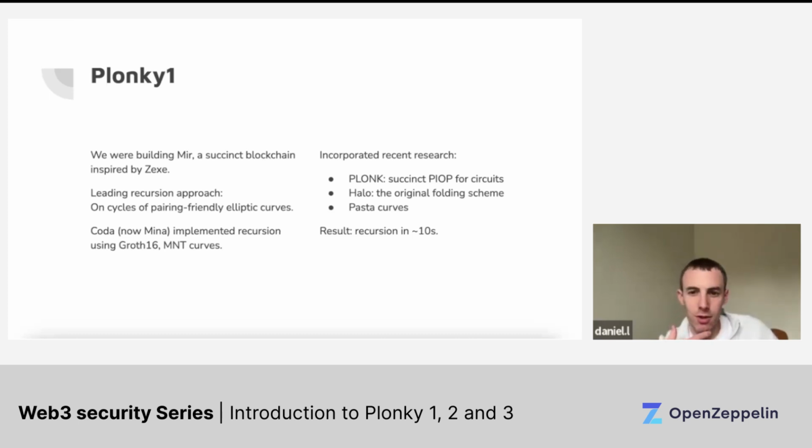So around this time, the Halo paper came out with what would now be called a folding scheme. I think they called it nested amortization back then. We thought that was a really interesting path to get cheaper recursion, and we tried implementing Halo and combining it with the Plonk arithmetization. This gave a pretty good result. We could get recursive proofs in about 10 seconds, but it's still slower than we'd like.